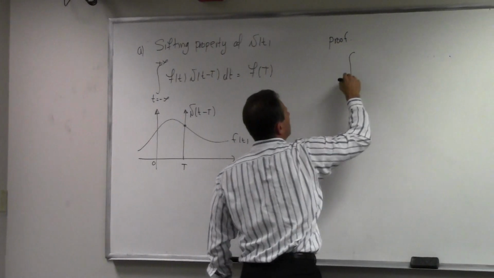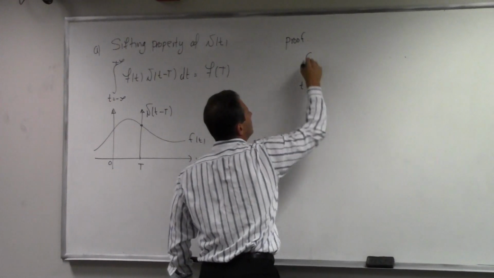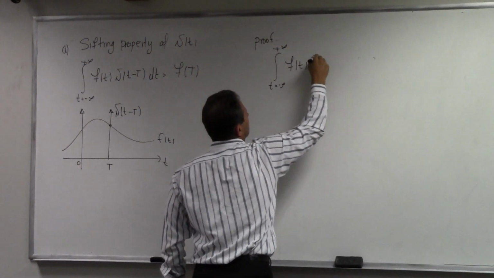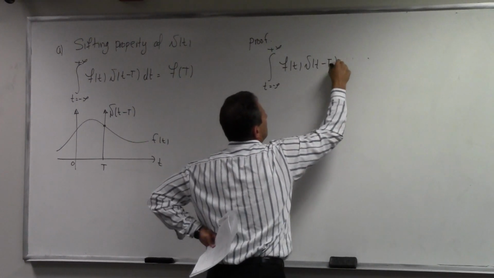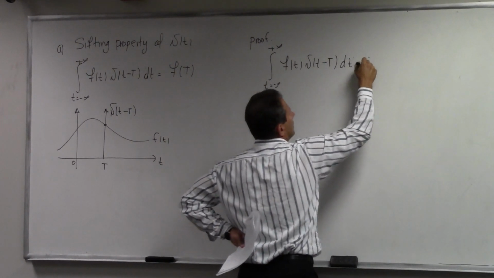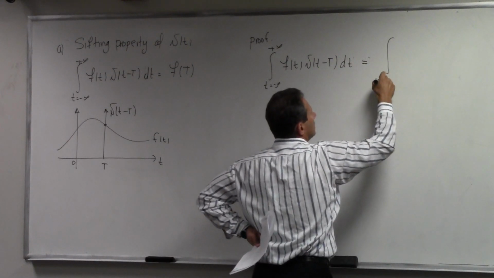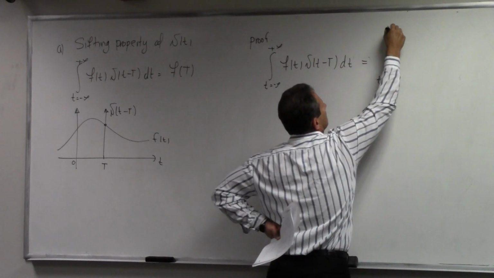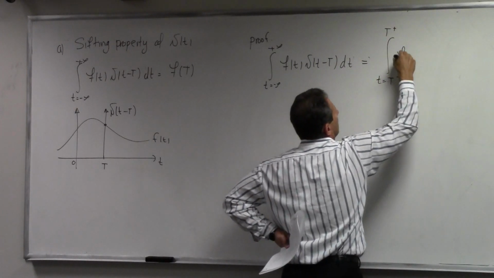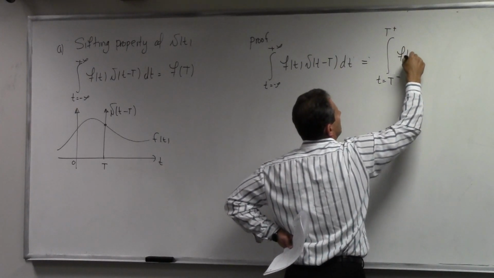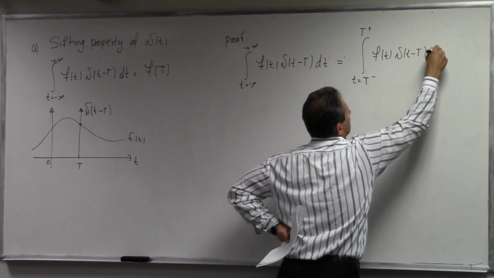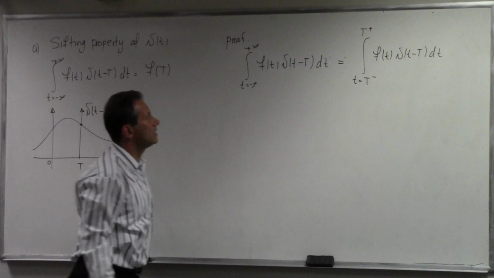So I have an integral when t goes from minus infinity to plus infinity, f of t, delta of t minus capital T dt. Now I can say that this is an integral when t goes from capital T minus to capital T plus, f of t times delta of t minus capital T dt. Why is it that I can say that?